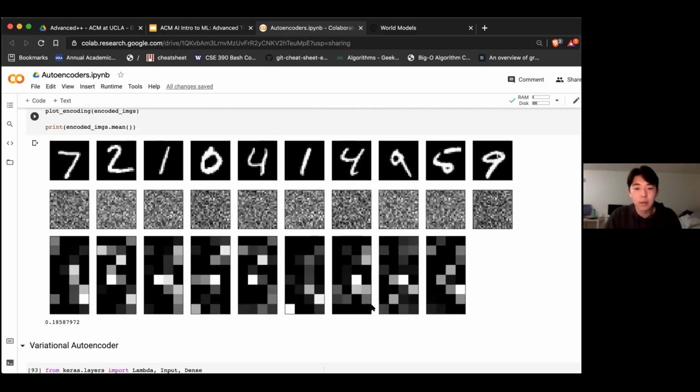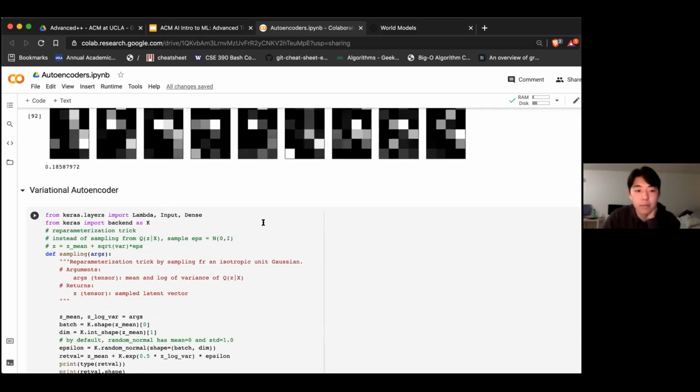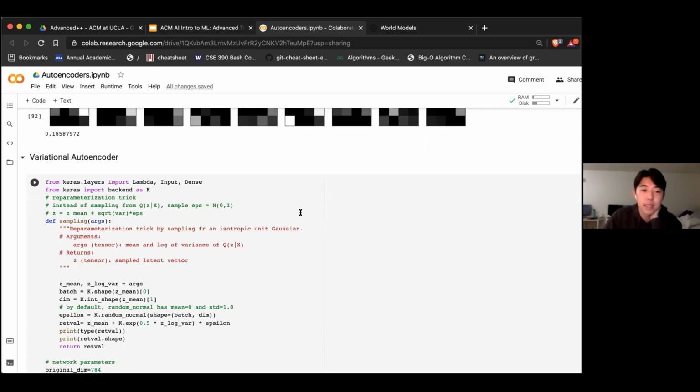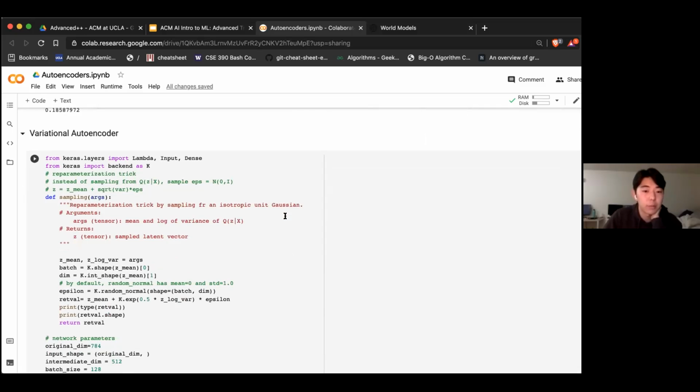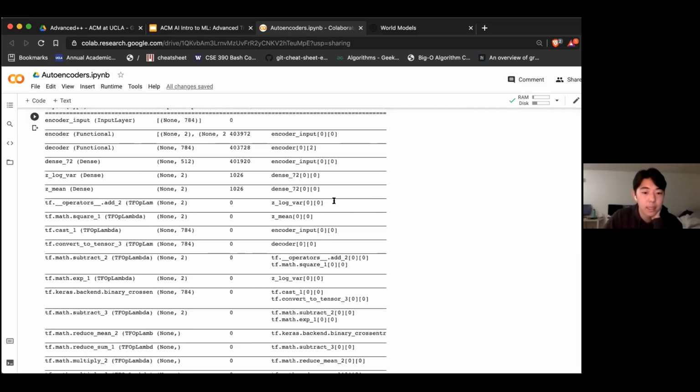So you guys can play around with and try to improve this accuracy. And then finally, we have our variational autoencoder. So this is going to be learning our probability distribution instead of an actual discretized representation space.